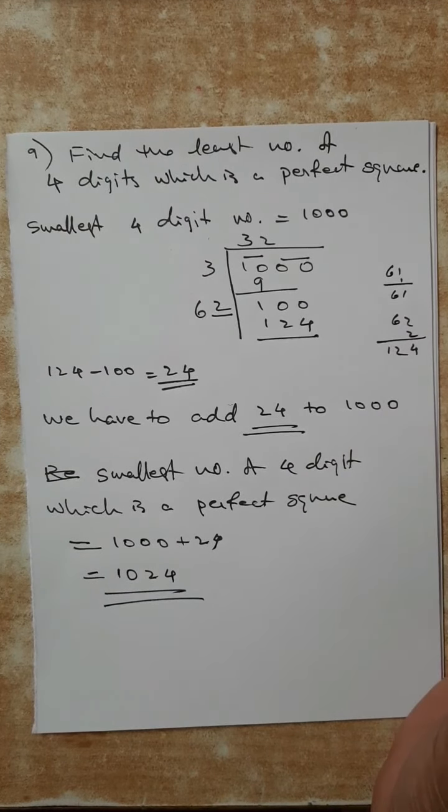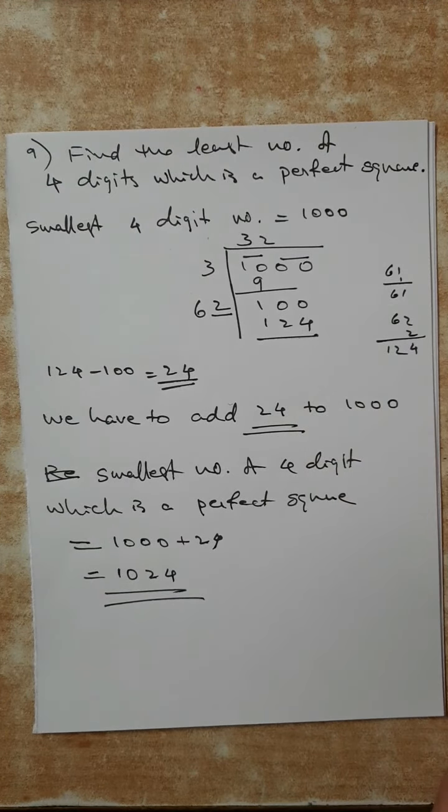They are not asking for the square root. If they are asking for the square root, we can say surely 32. 32 into 32 is no doubt this number. I hope it is clear.